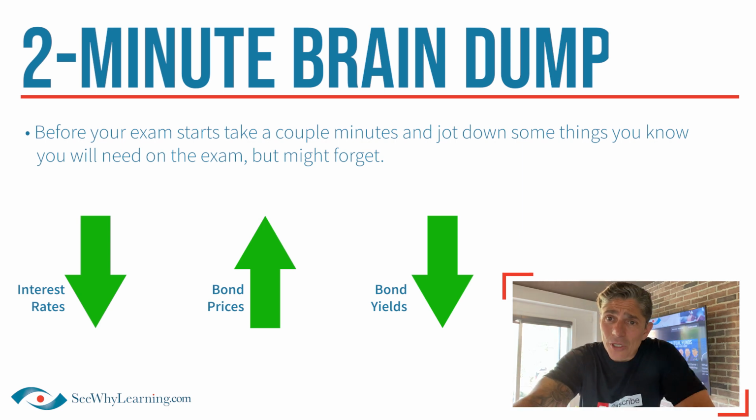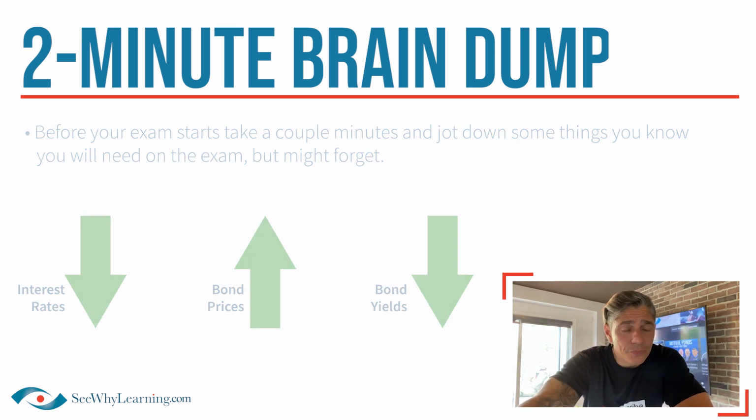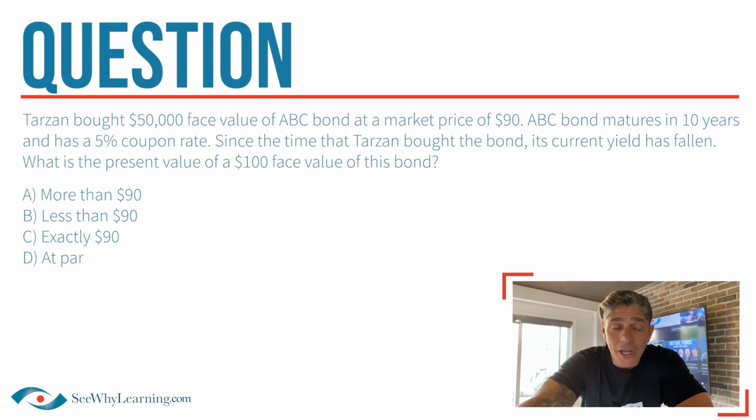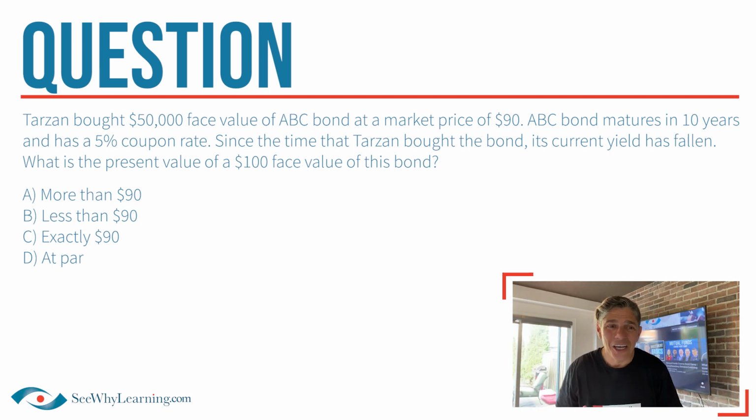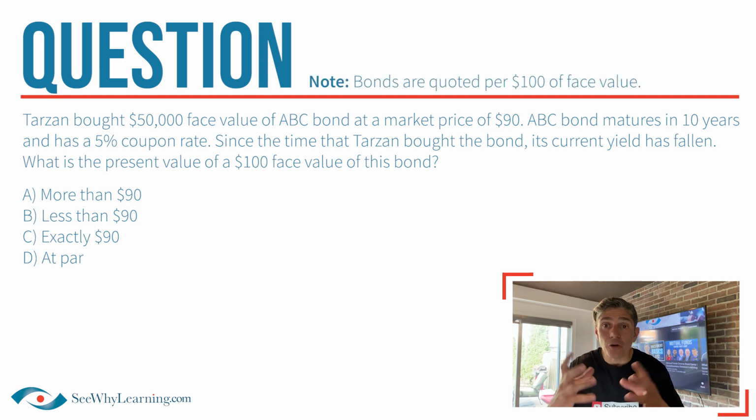And let's see how it would help us out with this question that you'll now see on the screen from our exam preparation tools. Now, in this question, Tarzan bought $50,000 face value of ABC bond at a market price of $90. Now, that doesn't mean he's getting a $50,000 bond for $90. Bonds are quoted in terms of $100 of face value. So really what we're saying is for every $100 of face value, you can buy it at a market price of $90.